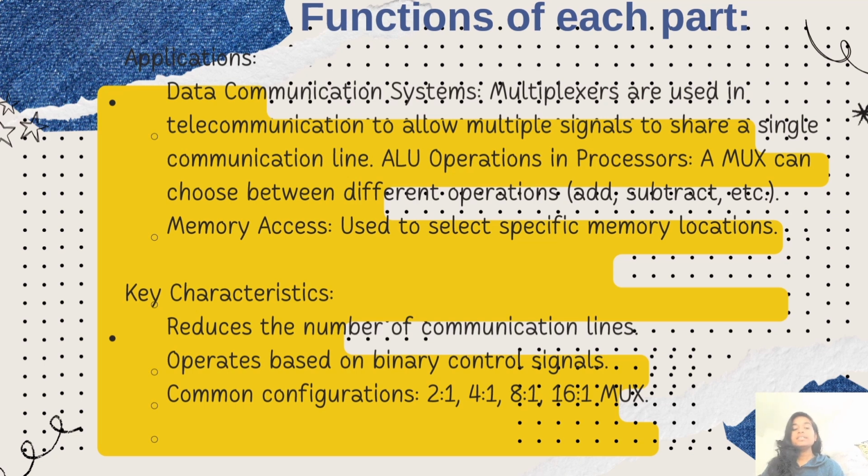Now let us see the key characteristics of a digital multiplexer. First, it reduces the number of communication lines. Second, it operates based on binary control signals. And third, the common configurations of digital multiplexers are 2 to 1, 4 to 1, 8 to 1, and 16 to 1.